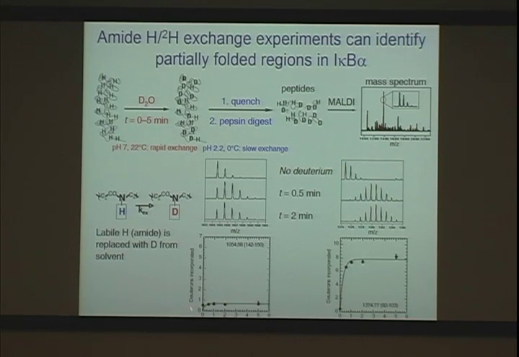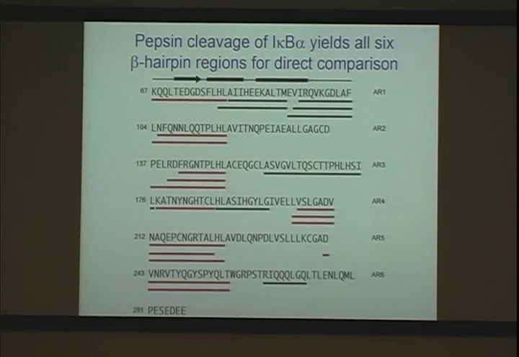And some regions of I kappa B alpha exchanged almost no deuterium in these short time points that we were using in this experiment, and others exchanged quite a lot. And we were very lucky because this is a repeat protein that we actually got peptides that corresponded to the same regions of each of the repeats.